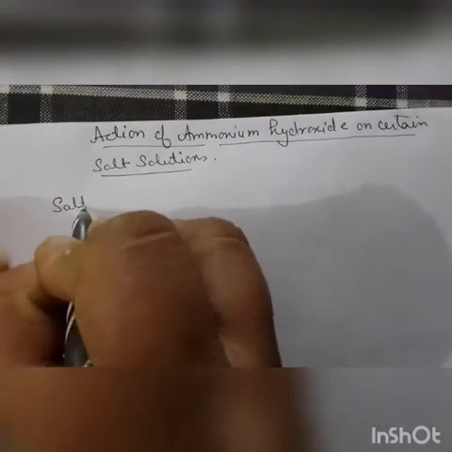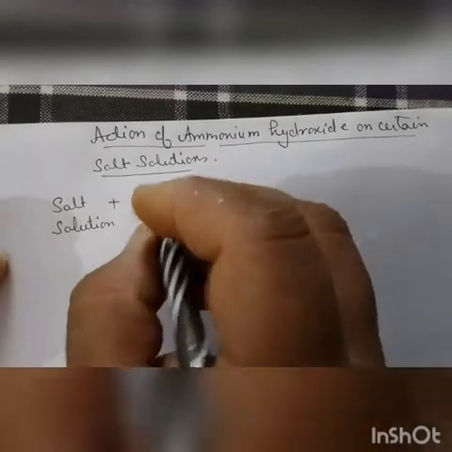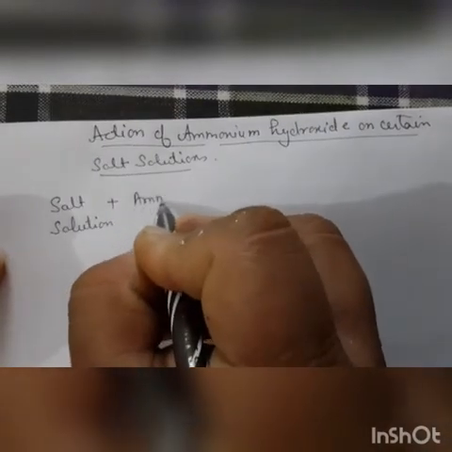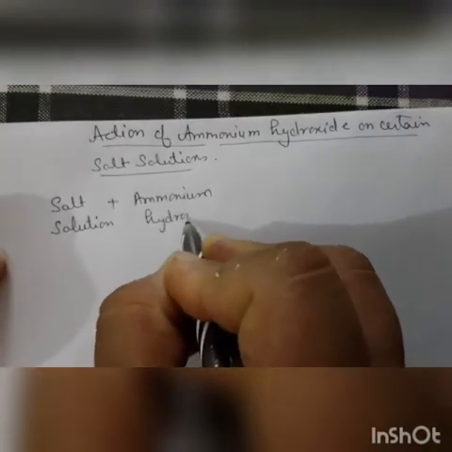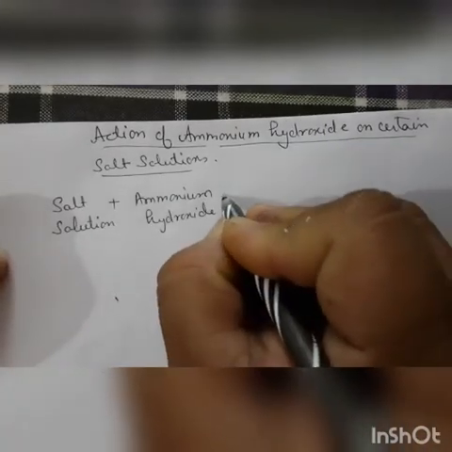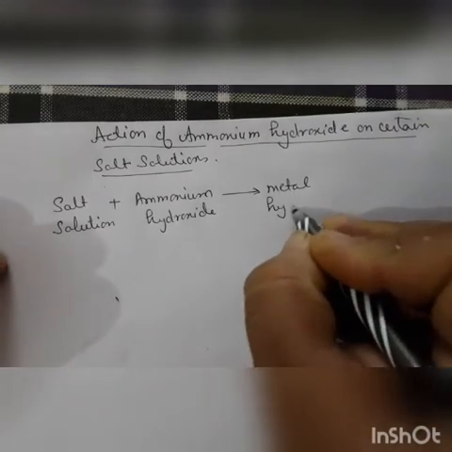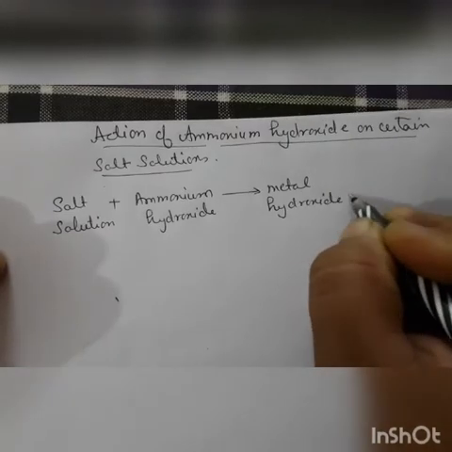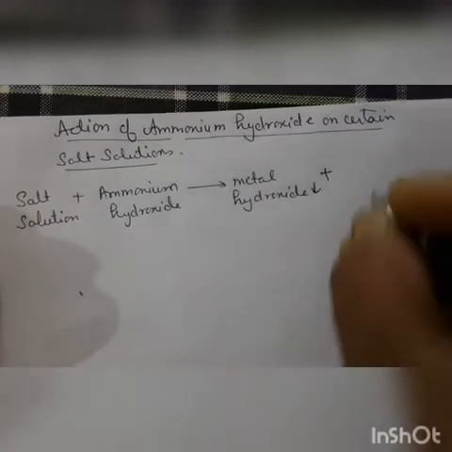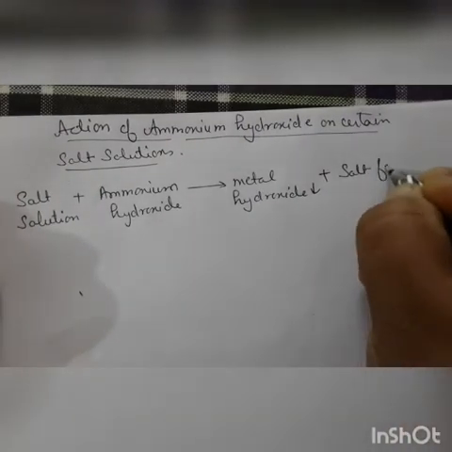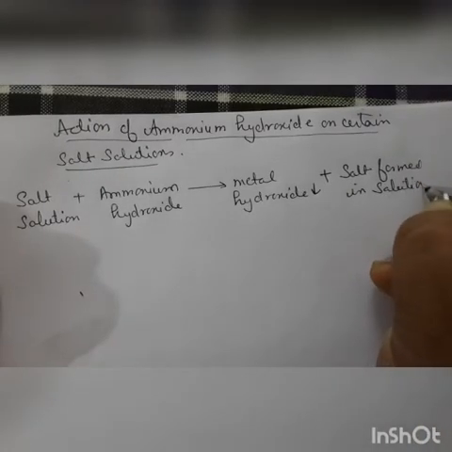Now we will take salt solution and ammonium hydroxide is added to the salt solution dropwise, which results in a formation of metal hydroxide precipitate in addition to salt formed in solution.